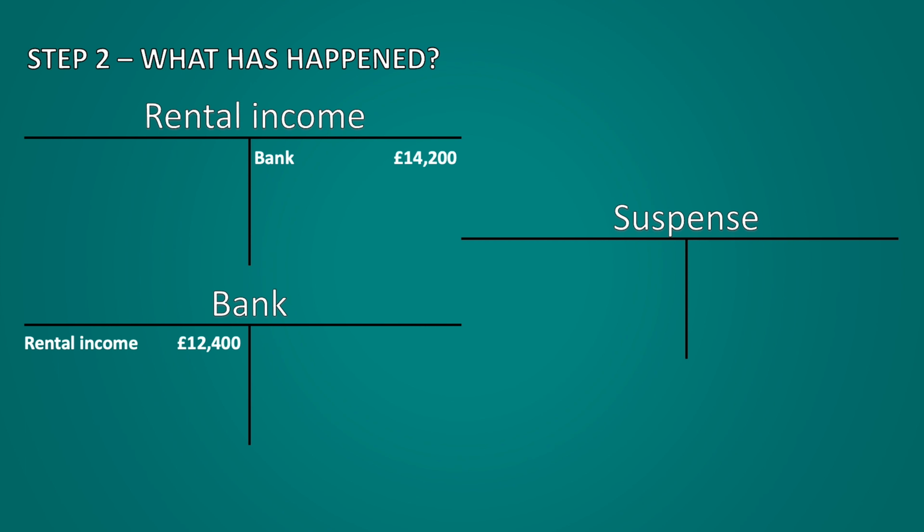As the credit entries that have been entered in the accounts are higher than the debit entries, a suspense account would automatically be created to make the accounts balance. As the credit entries are higher, the suspense will be open with a debit balance of £1,800. The £1,800 being the difference between the debit and the credit entries.